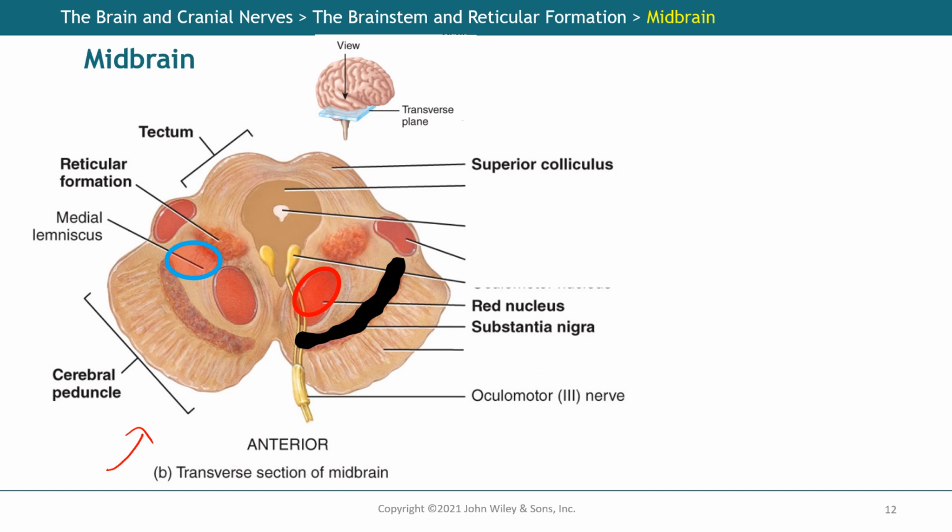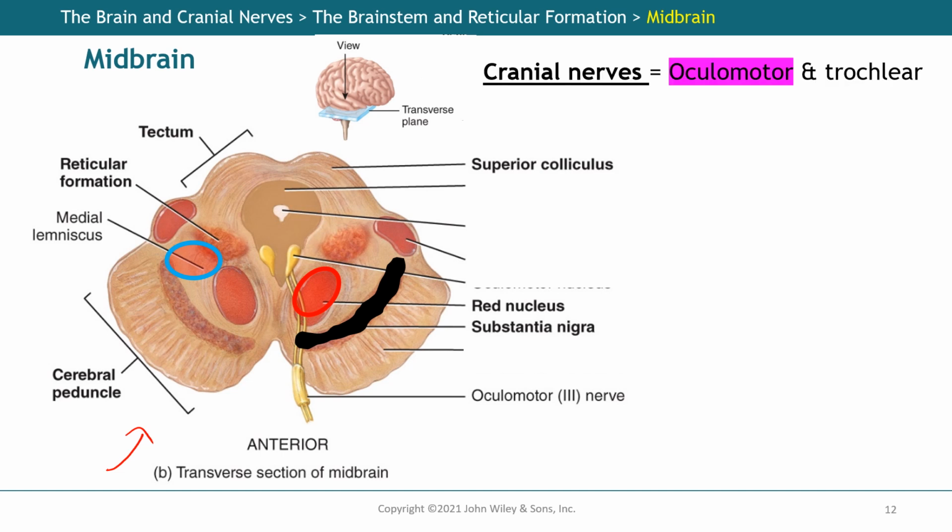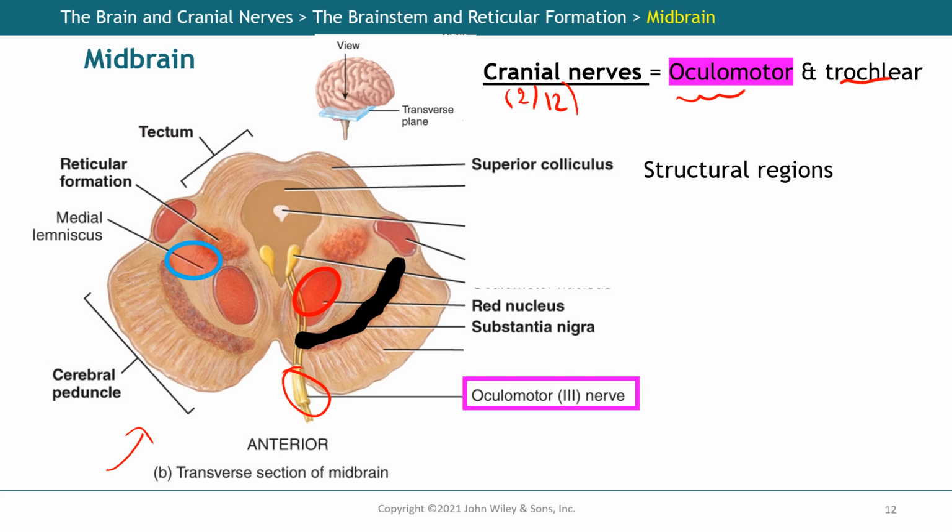The main idea here is to tell you that in addition to these three regions, we have cranial nerves and structures like that. For example, the one cranial nerve that you can see in this diagram, the oculomotor, is located here. You cannot see the other, the trochlear, in this diagram, but 2 out of the 12 cranial nerves originate in this area. In addition to that, you have several structural regions that are discussed in more detail in your textbook. I'm just going to list them here and show you where they are located.